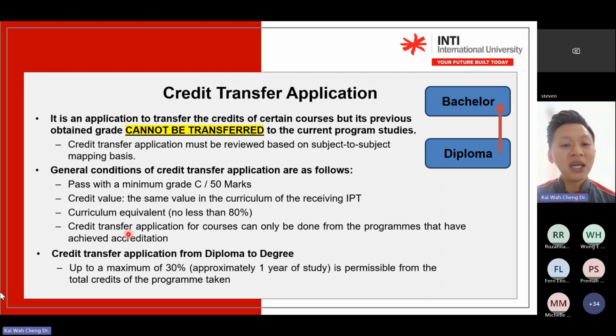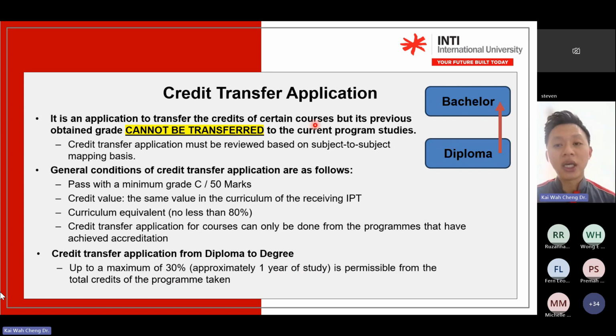Finally, credit transfer application for courses can only be done from programs that have achieved accreditation by MQA. And credit transfer from diploma to degree, up to a maximum of 30%, or approximately 1 year of study, is permissible from the total credits of the program taken.